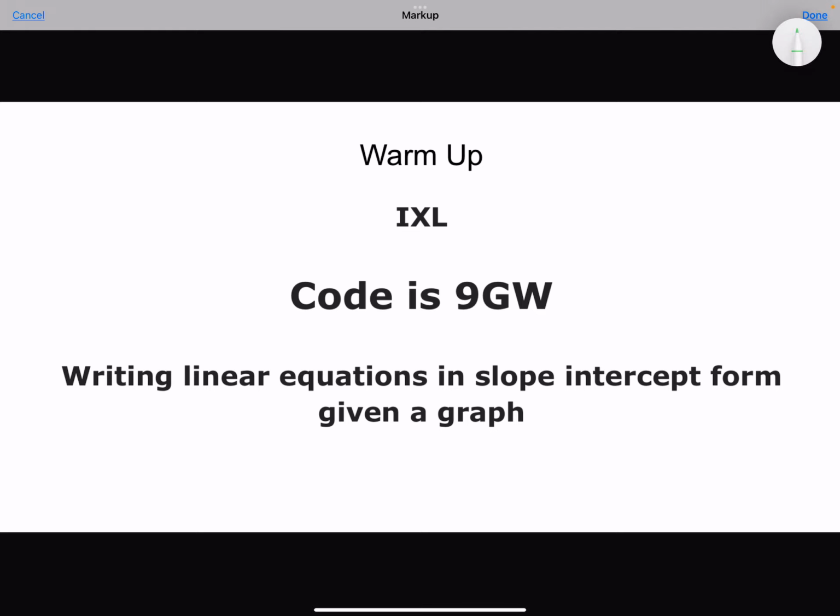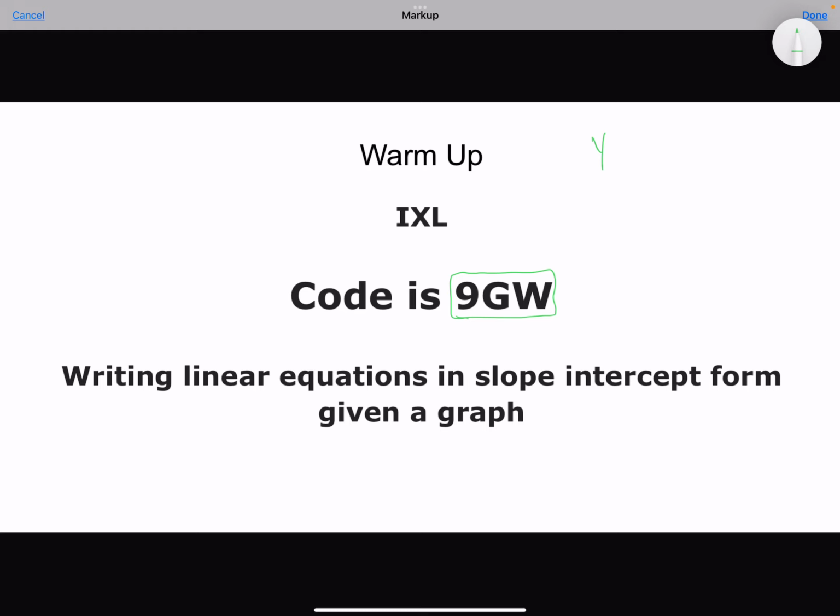in order to spiral back some SEs that we struggled on semester one, we're doing the first 15 or 20 minutes of class doing IXL. And if you log into IXL at the top, if you type this code in, you're going to select writing equations in slope-intercept form given a graph.